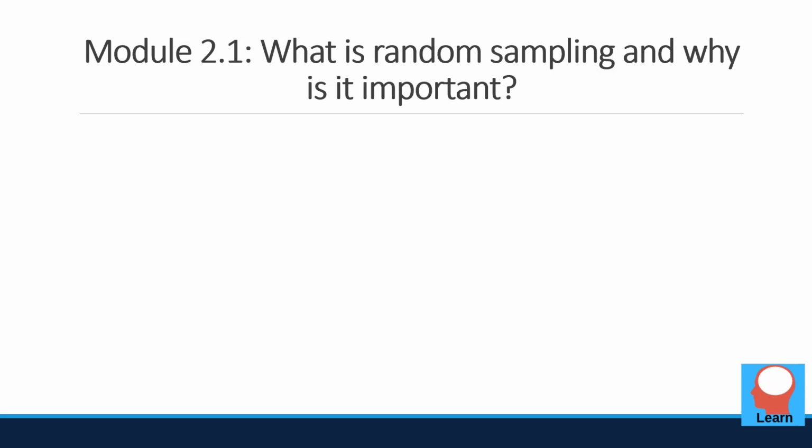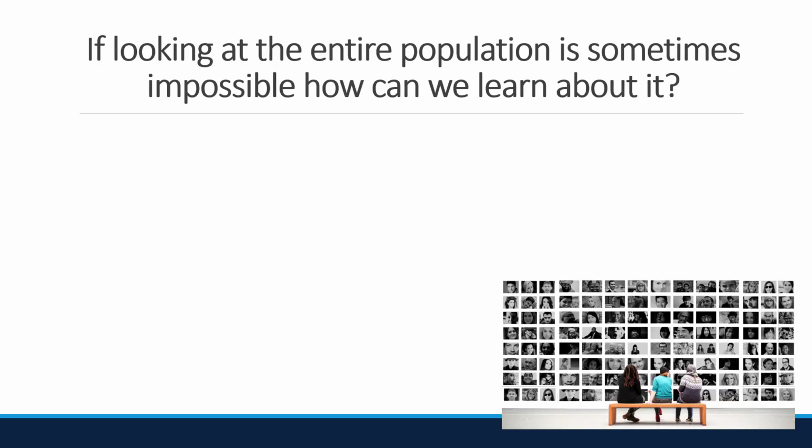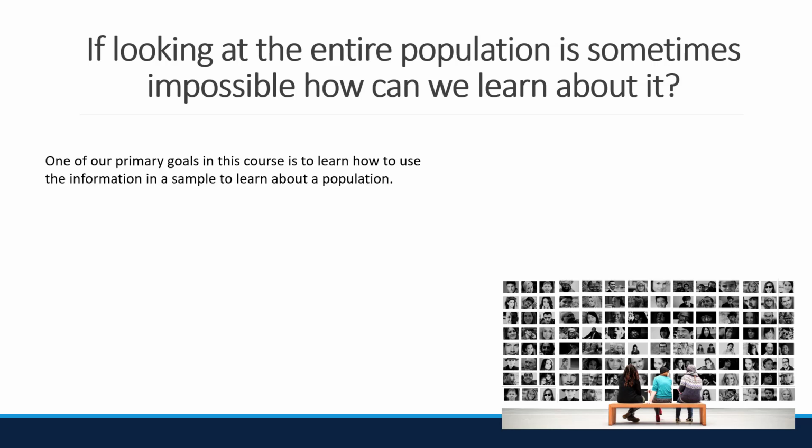Module 2.1. What is random sampling and why is it important? If looking at the entire population is sometimes impossible, how can we learn about it? One of our primary goals in this course is to learn how to use the information in a sample to learn about a population. Don't forget, as we move through the material, that the population is the group that you would really like to learn about.